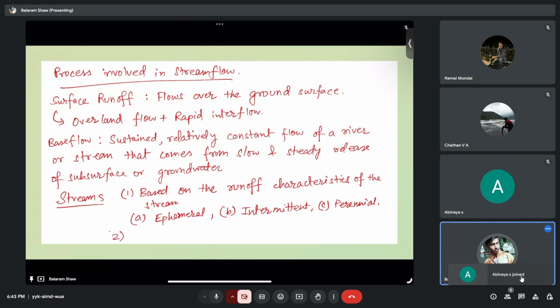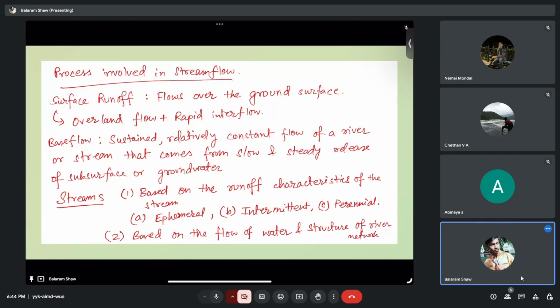The next classification is based on the flow of water and the structure of the river network. We have two classifications: the first one is effluent stream and the second one is influent stream. From the word only you can understand what an effluent stream is. Effluent streams are the streams which receive water from the ground.